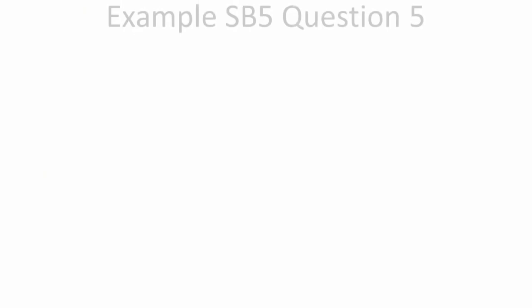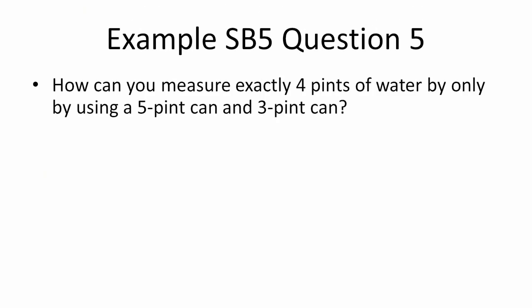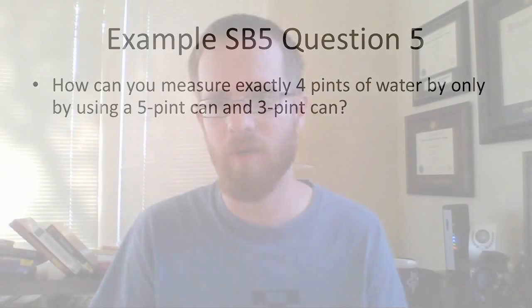Now here's the question. How can you measure exactly 4 pints of water by using only a 5-pint can and a 3-pint can? Let's pretend you're Bruce Willis, and if you just try to approximate, then the bomb's going to be detonated. So you have to be exact. So how can you get exactly 4 pints of water using a 5-pint can and a 3-pint can?